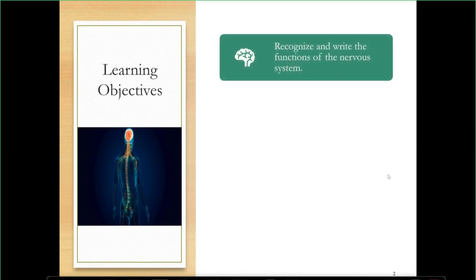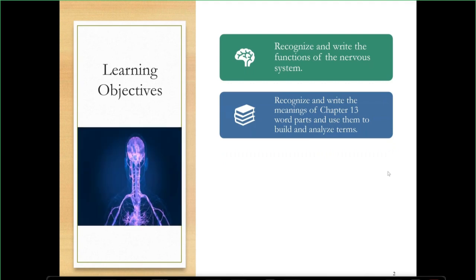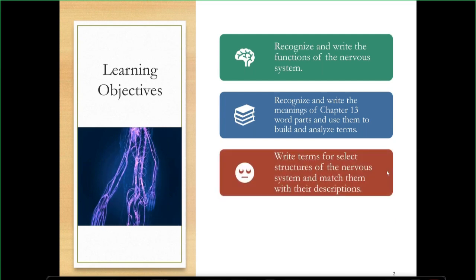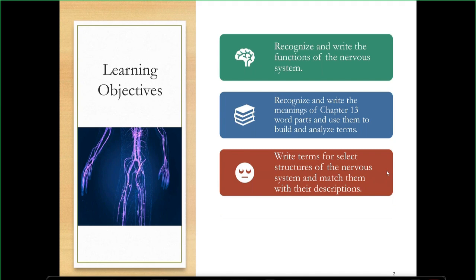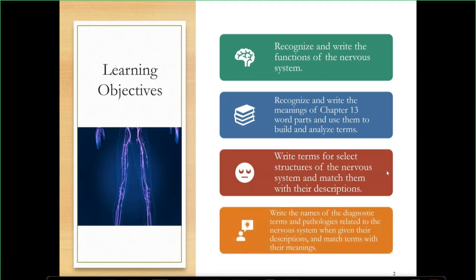In this chapter, we will learn to recognize and write the functions of the nervous system, recognize and write the meanings of Chapter 13 word parts, and use them to build and analyze terms. Write terms for select structures of the nervous system and match them with their descriptions. And write the names of the diagnostic terms and pathologies related to the nervous system when given their descriptions and match terms with their meanings.